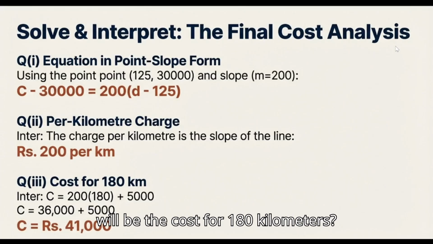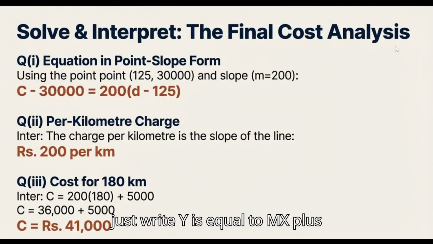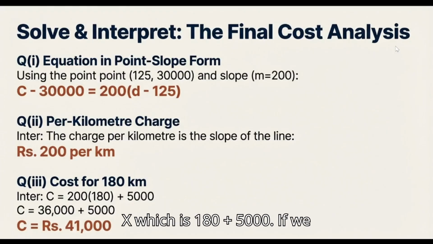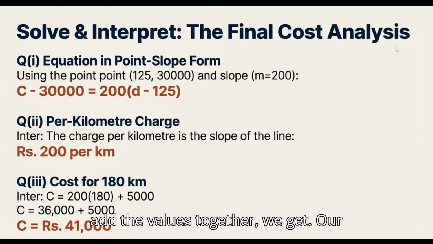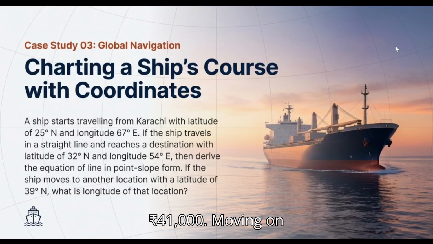What will be the cost for 180 kilometers? Simply replace the value of D. We can just write y is equal to mx plus c, where C will be equal to 200 into x, which is 180, plus 5,000. If we add the values together, we get our cost for 180 kilometers, which is 41,000 rupees.